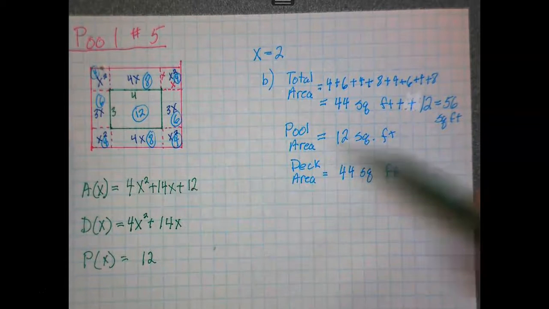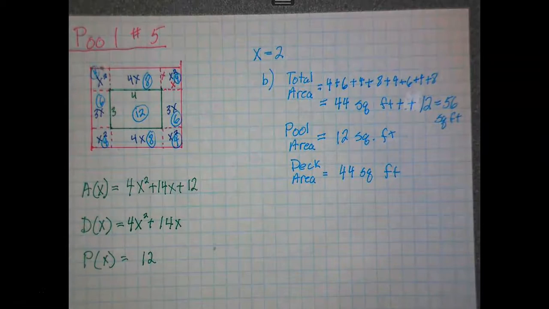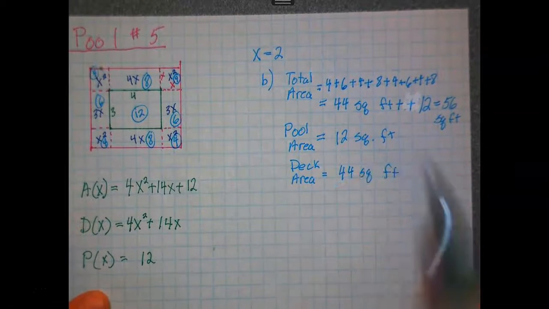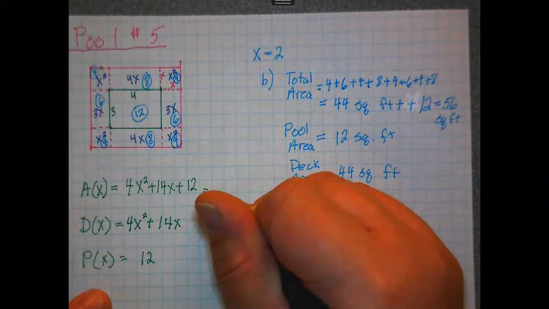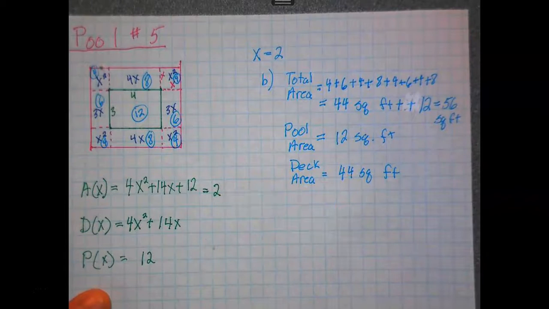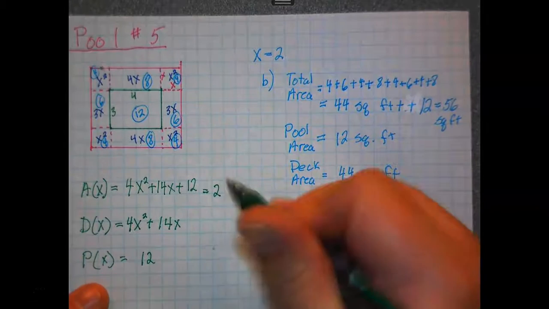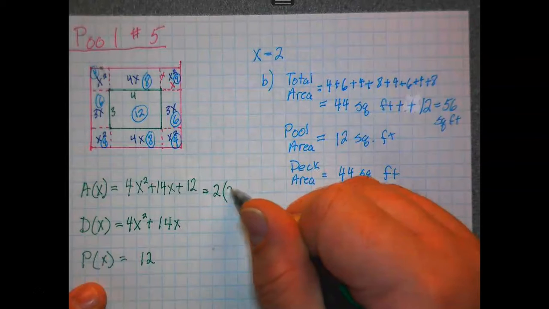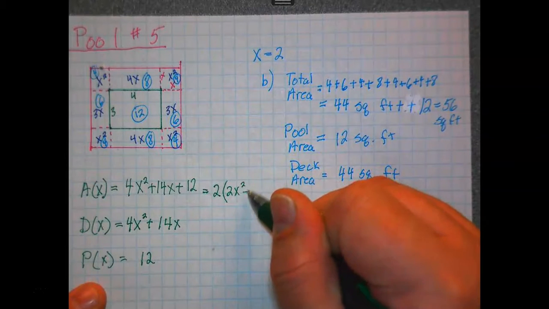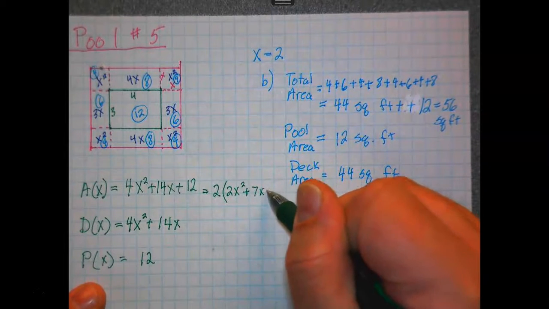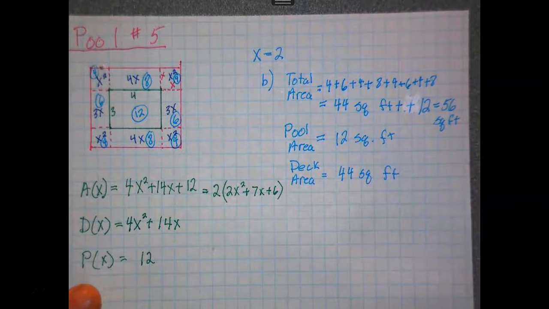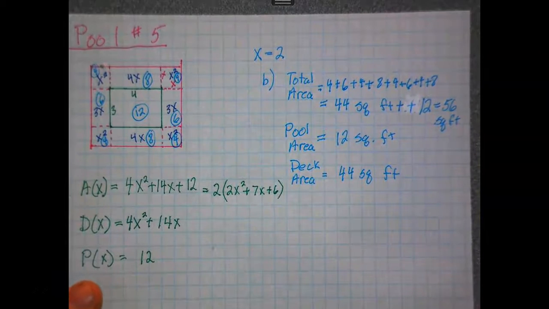Okay. Now, let's factor this. Let's factor this. Good. Awesome. First thing we have to do is take out a 2. Step 1, take out any common terms, right? So I have 2x squared plus 7x plus 6. Can I factor that? Yes.